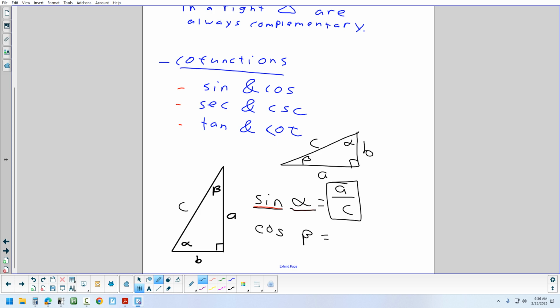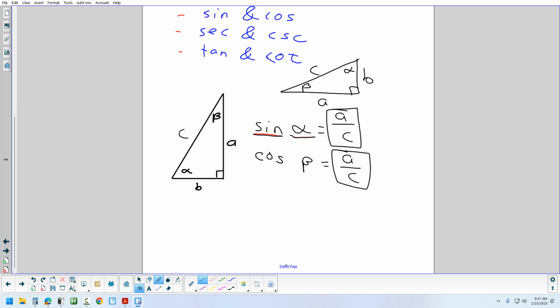What's our formula for cosine? Adjacent over hypotenuse. Okay, so from beta, what side is adjacent? A. And what side is the hypotenuse? C. And what do you notice? They came out the same. So the sine of alpha and the cosine of beta are exactly the same. What number does it come out to? Well, I don't know that because it's just variables. But they do come out the same.